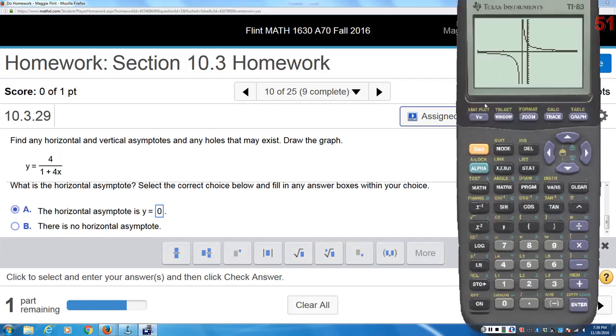But if you want more verification before you actually do that, one of the ways you can get that verification is by tracing. And I'm going to try to come in from the other side first. So watch what happens as I trace to the left.